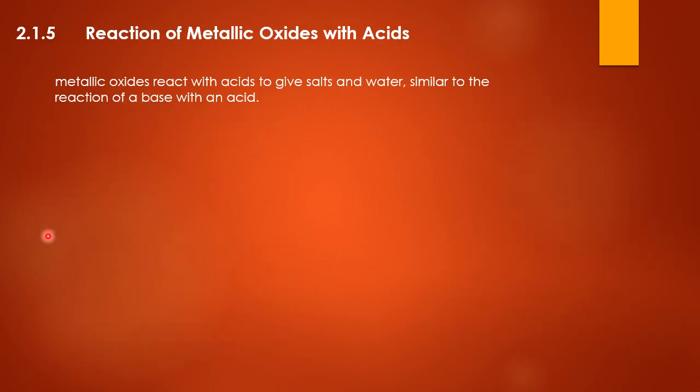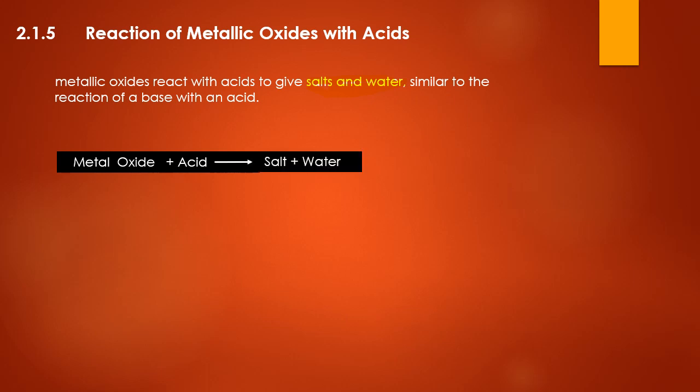Reaction of metallic oxides with acid. What happens when metallic oxides react with acid? Here also we get salt and water. Salt and water, that is similar to the reaction of base with acid. That is the general reaction between metal oxide and acid. It gives salt and water.